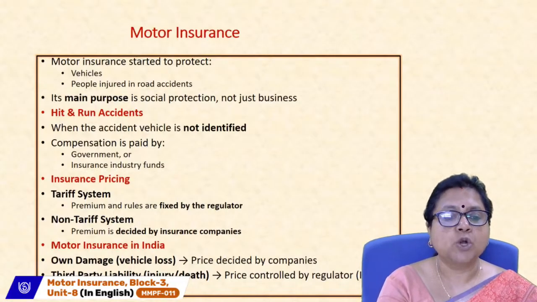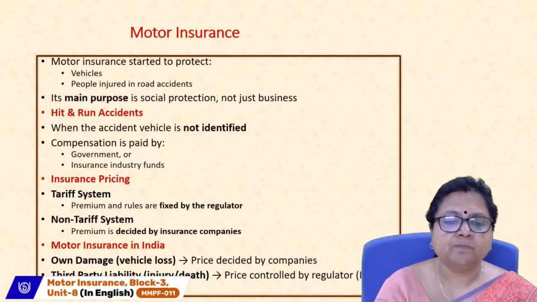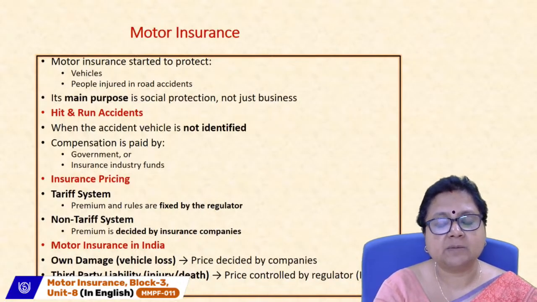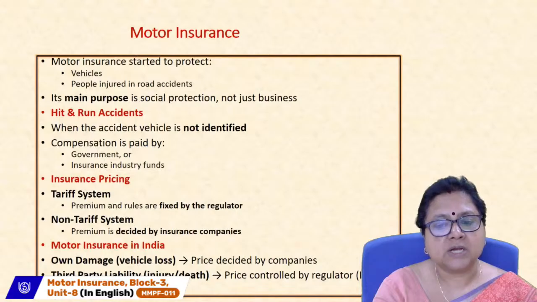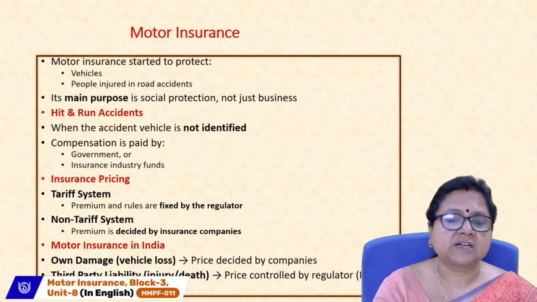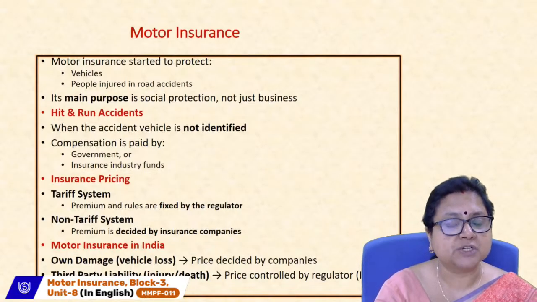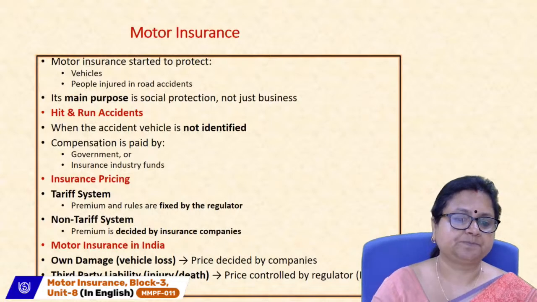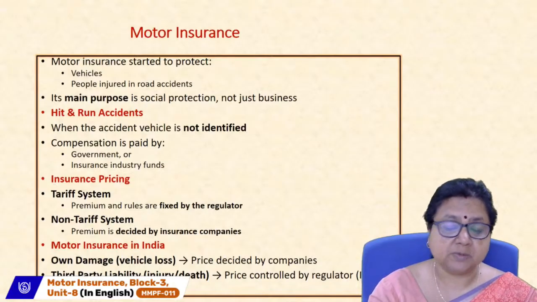One is own damage. That means if I own a vehicle and my vehicle has been damaged by any means, that is known as own damage. So it is the damage to oneself. The other is third party liability. Suppose one vehicle hits another person who has faced an accident with the vehicle, then that type of price is controlled by the regulator, IRDAI. In that case, the victim is the person who has faced the accident. So these are basically the two types of motor insurance which we will be discussing.